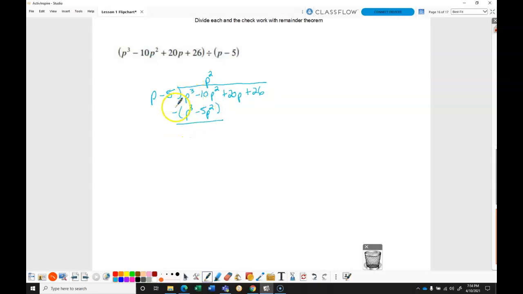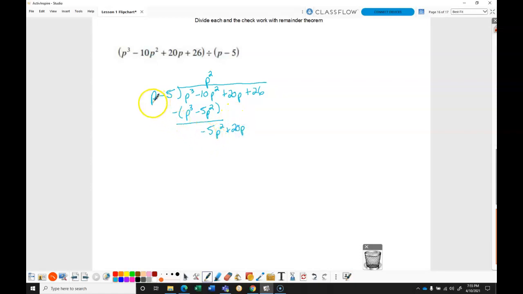So I am doing p cubed minus p cubed. That goes away. Great. -10p squared minus negative, oh, that means I'm actually adding. So this is -5p squared. And I bring down the next one, so that's plus 20p.